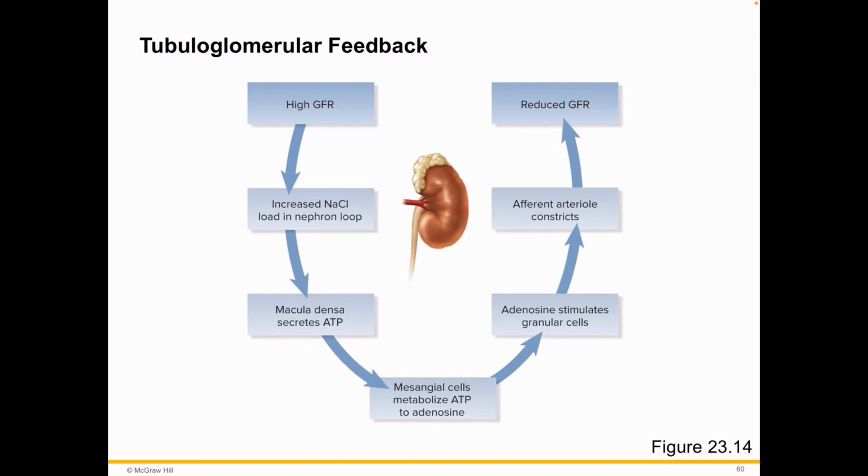Okay? What's going to happen is mesangial cells are going to be metabolizing this ATP to adenosine. Okay, so it's clipping off that triphosphate. Adenosine is a transmitter. It's going to communicate to other cells. It's going to communicate to the granular cells that we just looked at. And it's going to ask the smooth muscle to constrict. That's going to change the blood pressure, and it's going to slow down the glomerular filtration rate, okay?